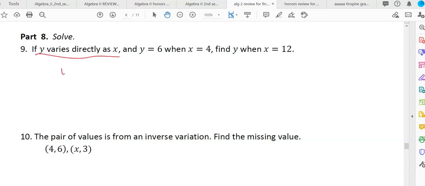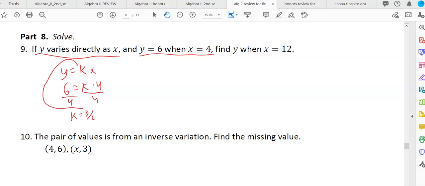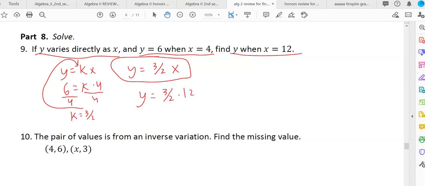Y varies directly as x, so y equals kx is our equation. Let's plug in these. So y equals 6, x equals 4, so k equals 6 divided by 4, which is 3/2. So my equation, we're going to plug that back in. So we get y equals 3/2 times x. That's my function. And then find y when x equals 12. So that'd be y equals 3/2 times 12, which is 6 times 3, which is 18.